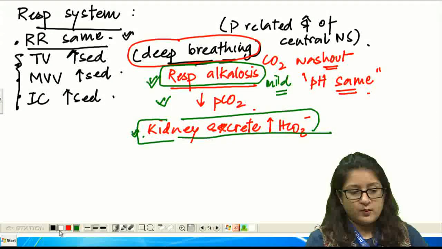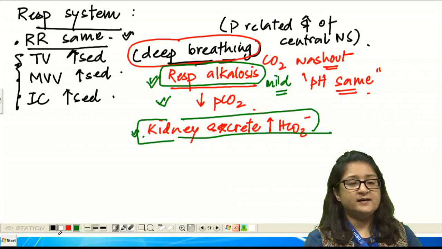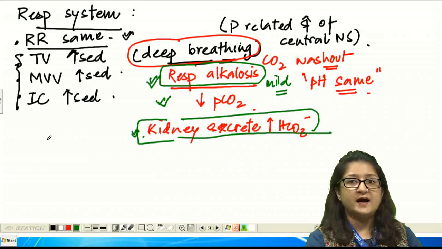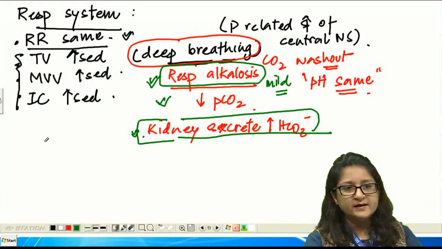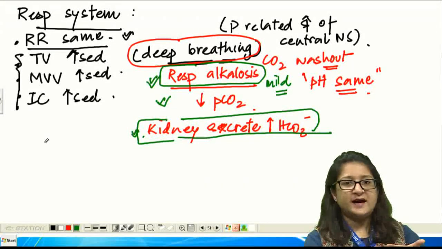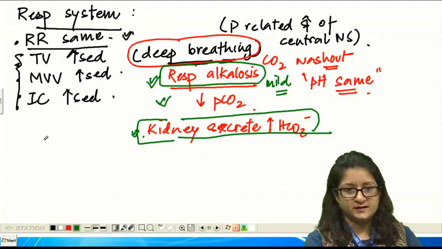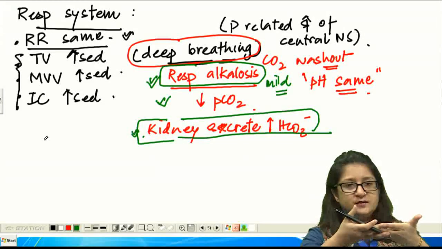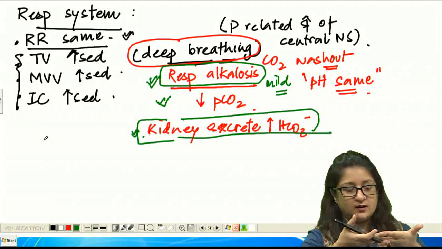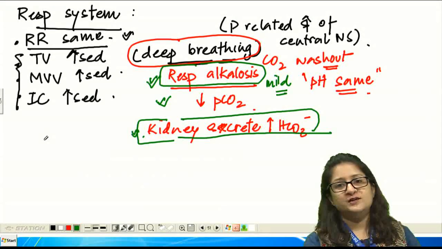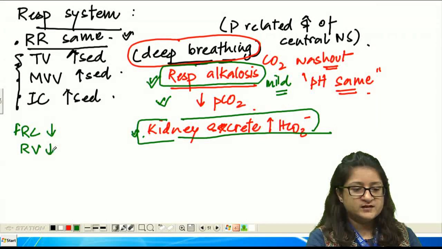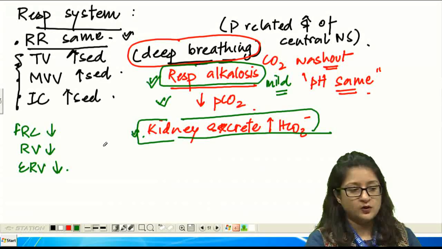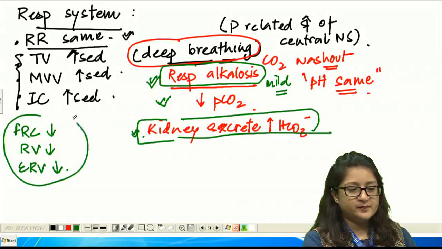Another important point about the respiratory system is that there is elevation of the diaphragm. When the diaphragm is lifted up because of the growing size of the uterus, and the chest is also lifted up accordingly, all the expiratory volumes are decreased. So remember that the FRC is decreased, the residual volume is decreased, and the expiratory reserve volume, all of these are decreased.